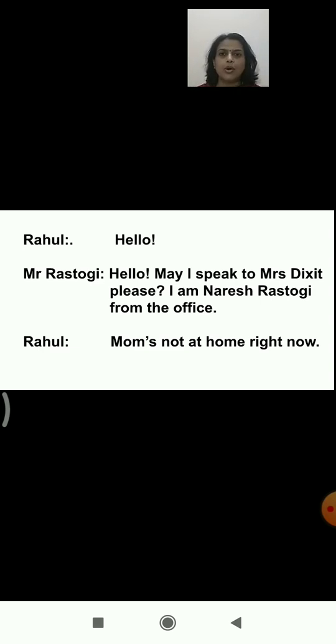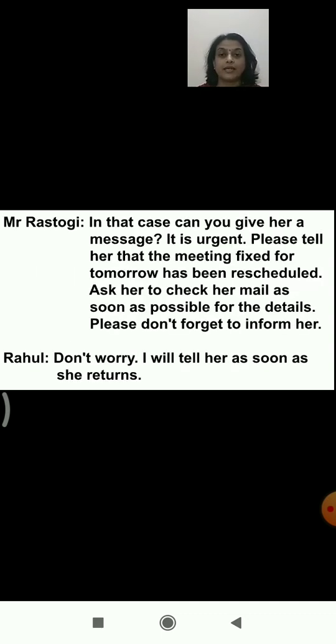Rahul: Mom's not at home right now. Then Mr. Rastogi says, in that case, can you give her a message? It is urgent. Please tell her that the meeting fixed for tomorrow has been rescheduled. Ask her to check her mail as soon as possible for the details. Please don't forget to inform her. Rahul: Don't worry, I will tell her as soon as she returns.